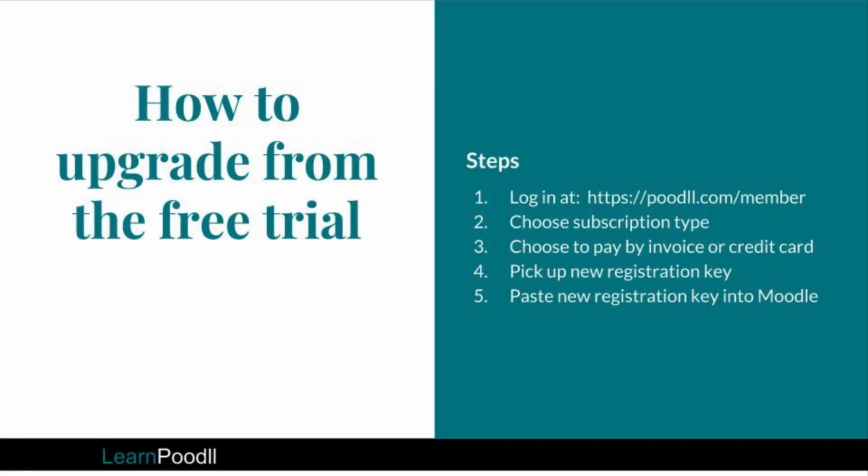So the steps in the process are: first, log in at poodle.com/member. Then you'll choose your subscription type and how you want to pay for the subscription. And after you have purchased a subscription, you'll pick up your registration key from poodle.com/member, and you'll go to your Moodle site into the Poodle Filter General Settings area, and you'll paste the registration key into there.